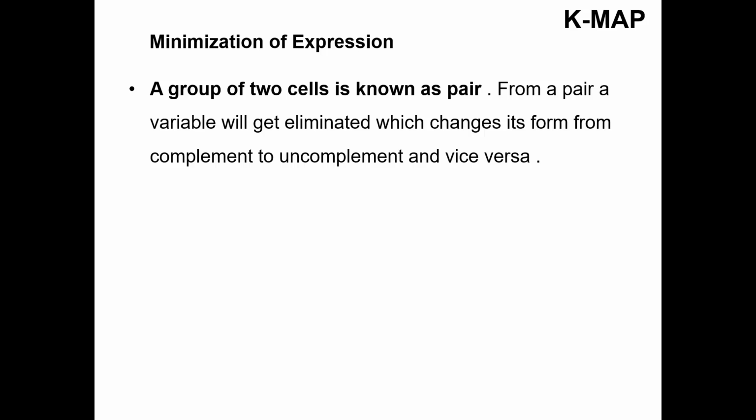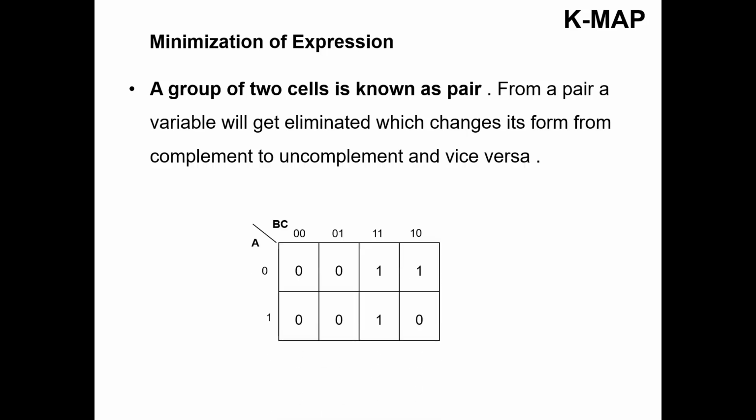The second part is minimization of expressions. A group of 2 cells is known as a pair. From a pair, variables will get eliminated, those which change from complement to uncomplement and vice versa. We will take an example. Here we have one K-map. This is one group. This is another group.